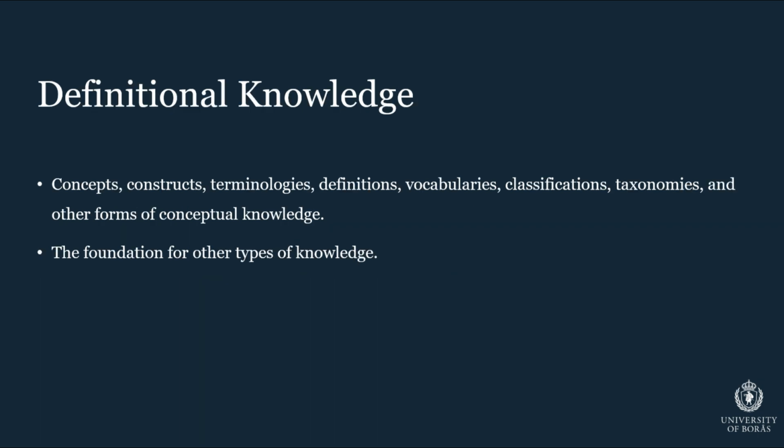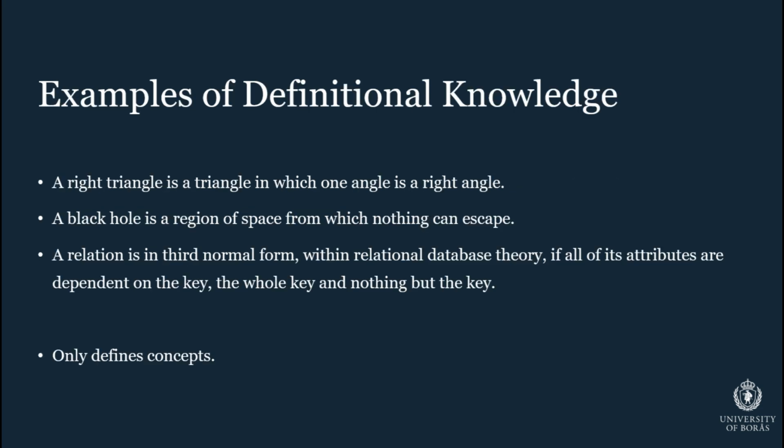Definitional knowledge encompasses concepts, constructs, terminologies, definitions, vocabularies, classifications, taxonomies, and other forms of conceptual knowledge. This type of knowledge can be formal and precise, such as the fundamental concepts of relational database theory, which include relations, attributes, functional dependencies, and multivalued dependencies. Definitional knowledge serves as a foundation for all other types of knowledge by providing the essential concepts needed to express that knowledge. We can see 2 examples of definitional knowledge below.